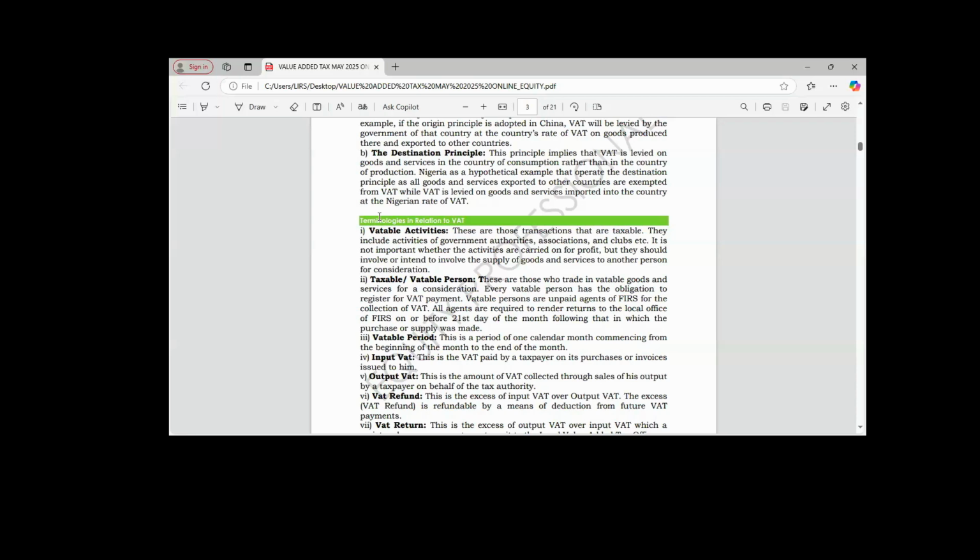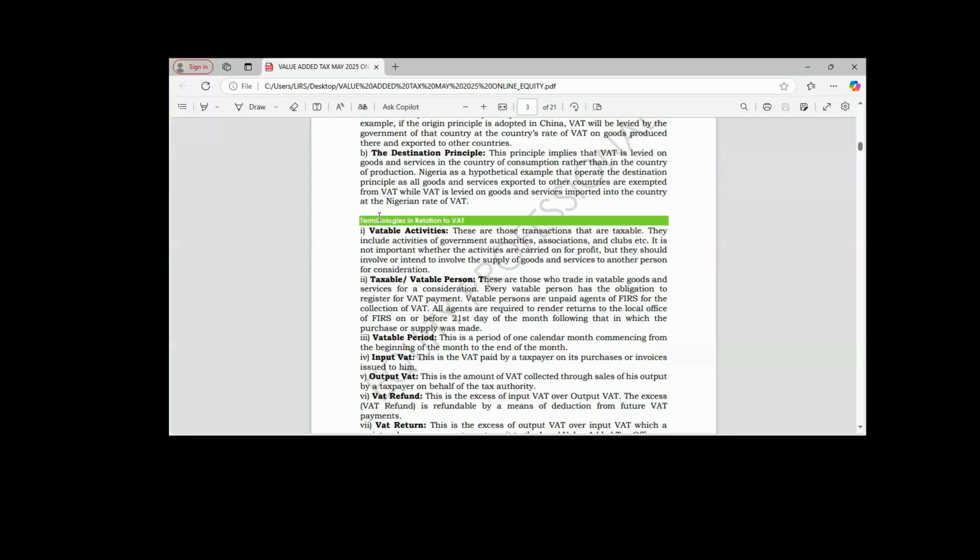These goods and services can include activity of the government, activity of a club, activity of a not-for-profit making organization. Anybody that is involved in supply of goods and services that are liable to VAT for a consideration will be liable to value added tax. So that's what they mean by VATable activity, or you can call it a taxable activity.